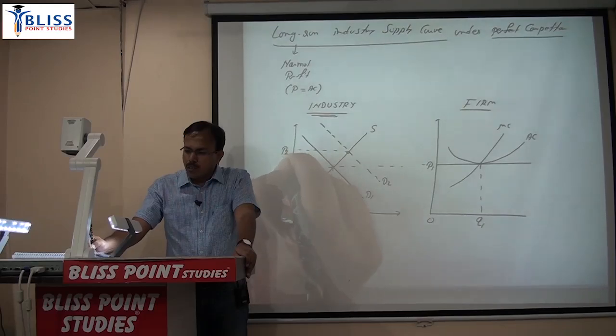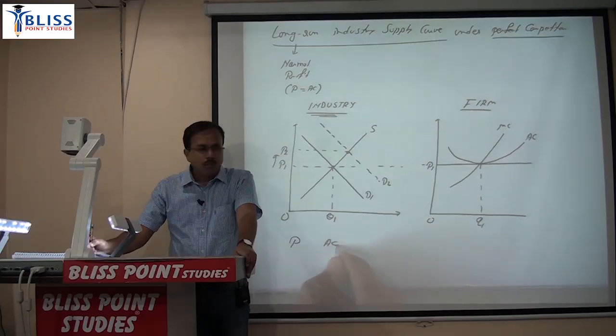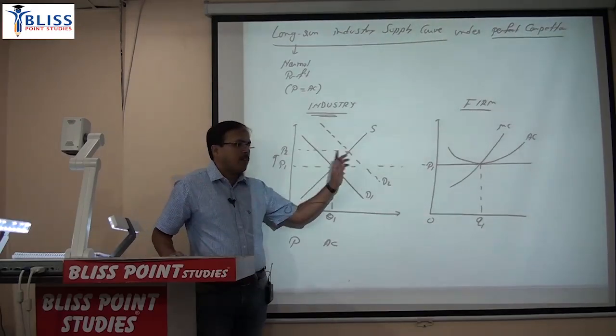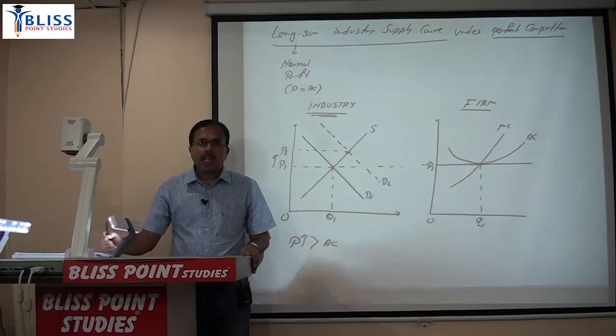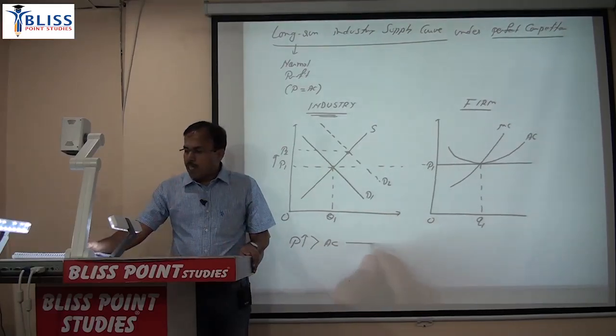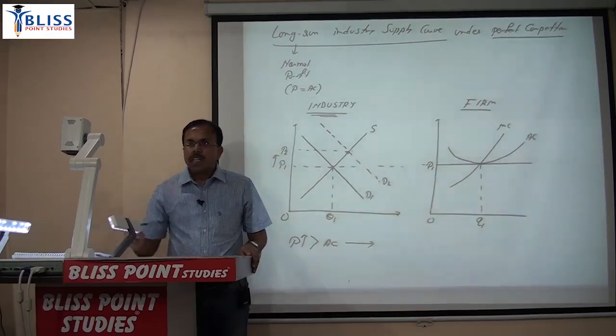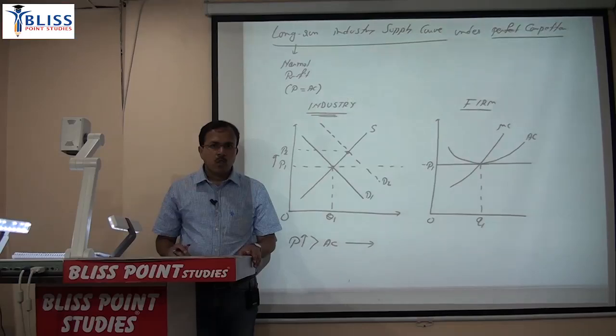increase. As price increases, remember earlier price was equal to average cost. You started with that point. But now as price has increased, it will become greater than average cost. As it will become greater than average cost, in short run firms can't enter, but in long run firms can. So what will be the behavior in short run?